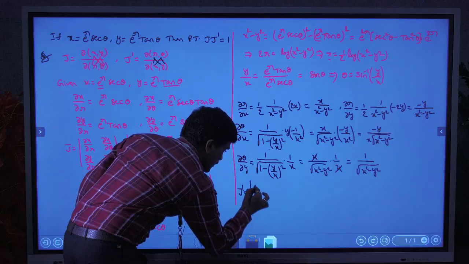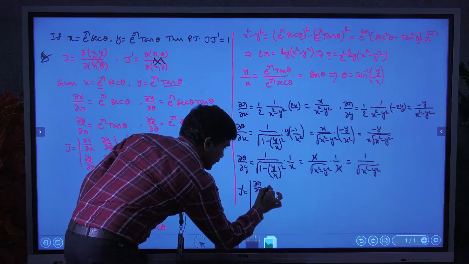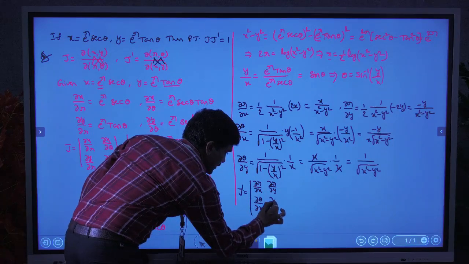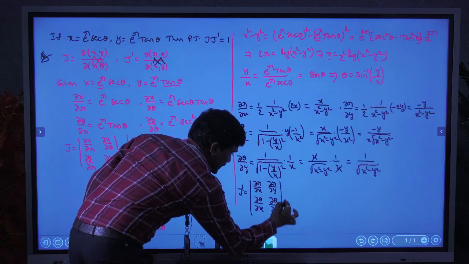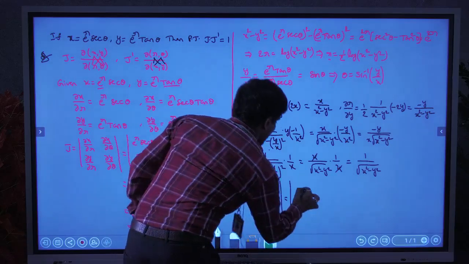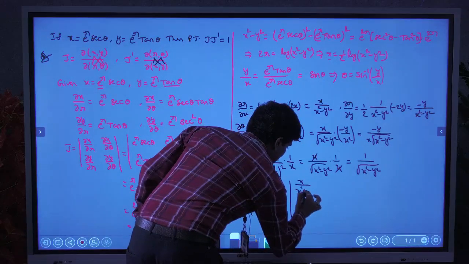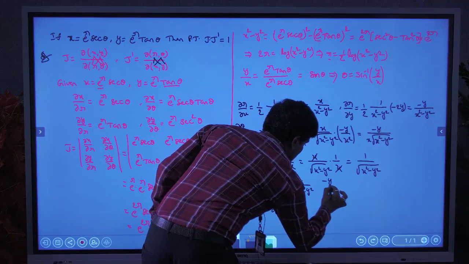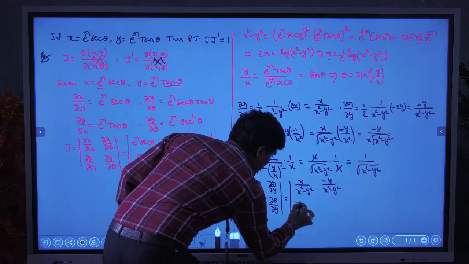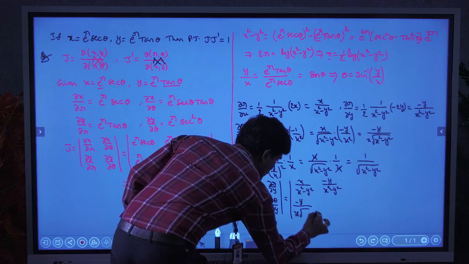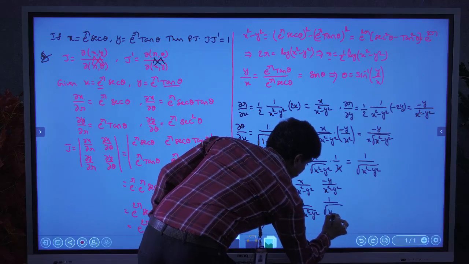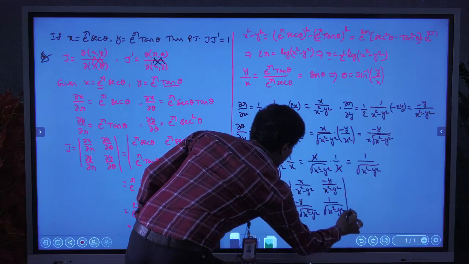So what is j dash here? Write dou r by dou x, dou r by dou y, dou theta by dou x, dou theta by dou y, and write these values in the determinant. What we get: first row, x by x square minus y square, and minus y by x square minus y square. Next row, minus y by x into square root of x square minus y square, and 1 by square root of x square minus y square.